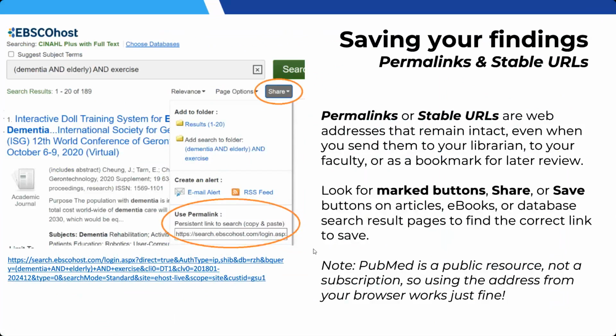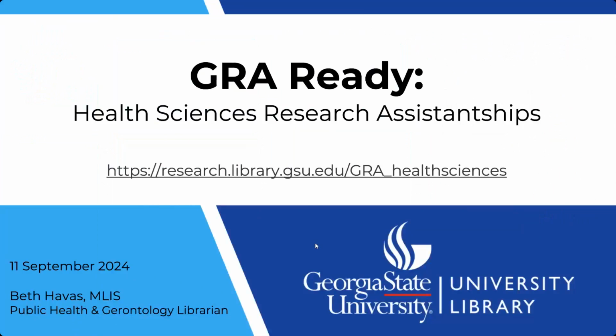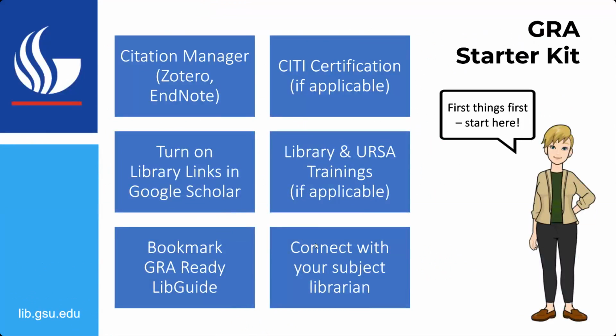Okay, now we're getting into a little bit more details, because the tools and the trainings were really the meat of your starter kit. Just as a reminder, we had the citation manager, the library links, and your trainings like CITI training, library and URSA trainings, which are really the key things to get started with.